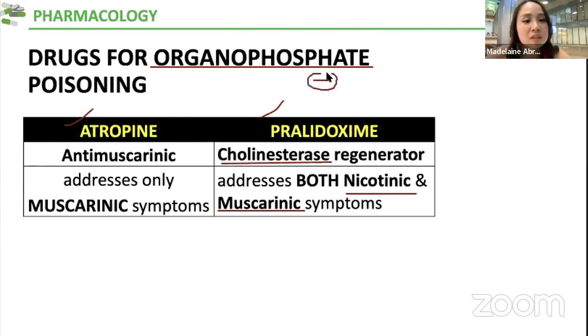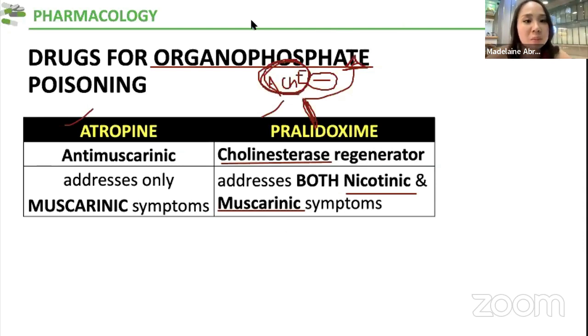Again, acetylcholinesterase inhibitor. Si pralidoxime ay acetylcholinesterase regenerator. Bakit? Anong gagawin niya? Si pralidoxime acts as a chemical antagonist. How? It will bind, kakapit siya dun sa phosphate ng organophosphate, para hindi na siya makakapit kay acetylcholinesterase. So, mangyari, na-regenerate si acetylcholinesterase. Siya na lang natira. Hence, na-treat yung toxicity.